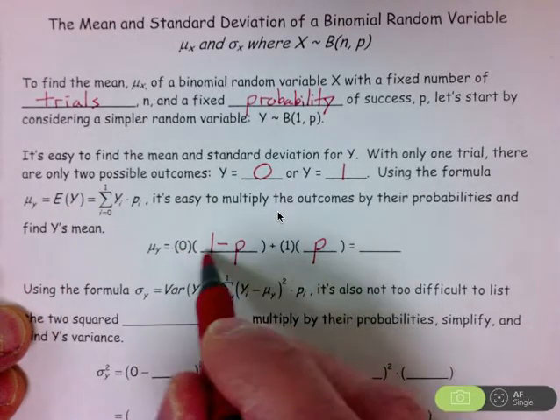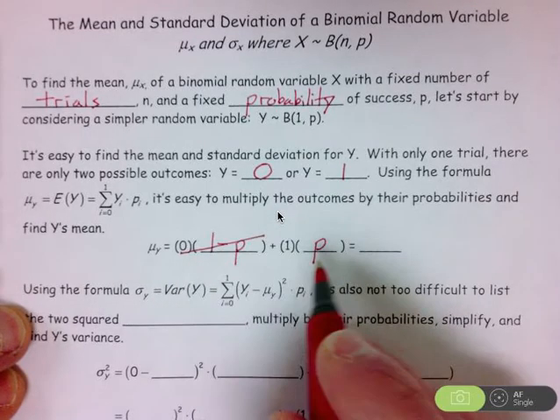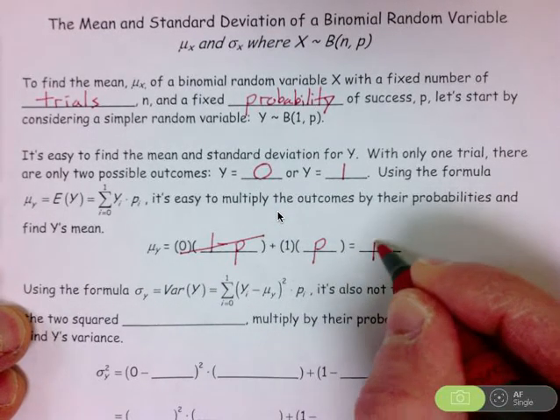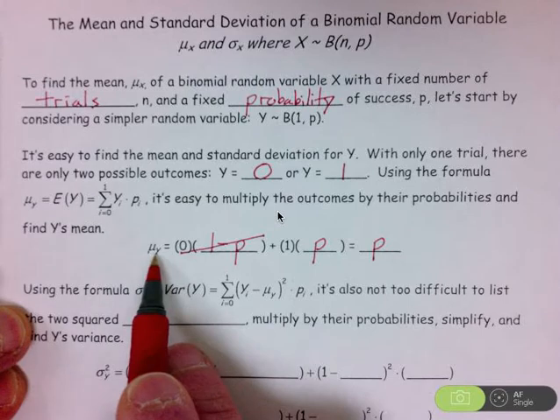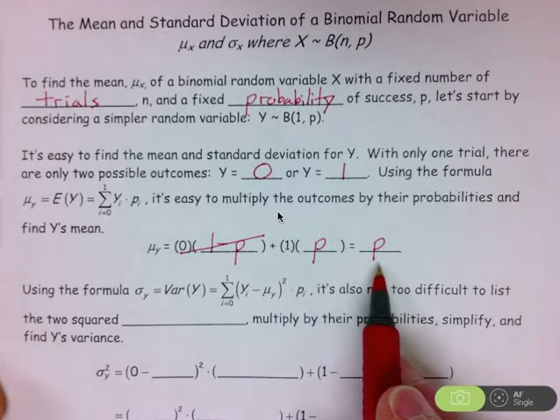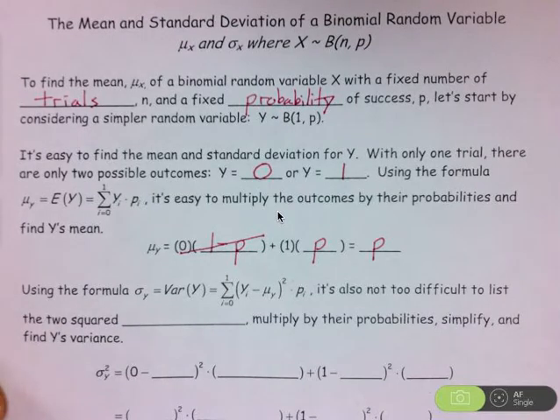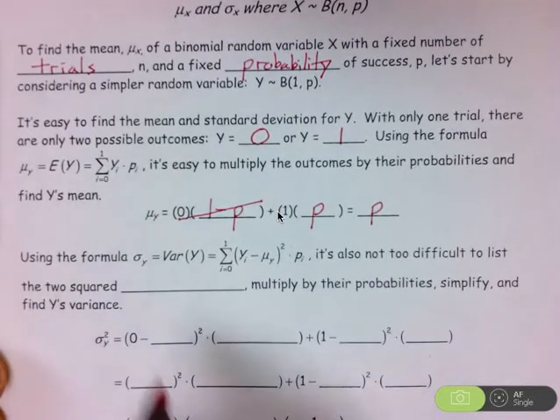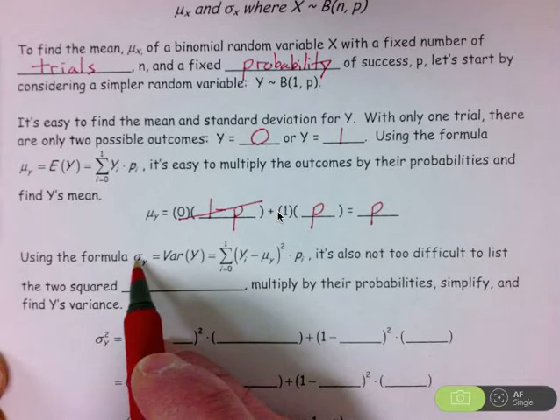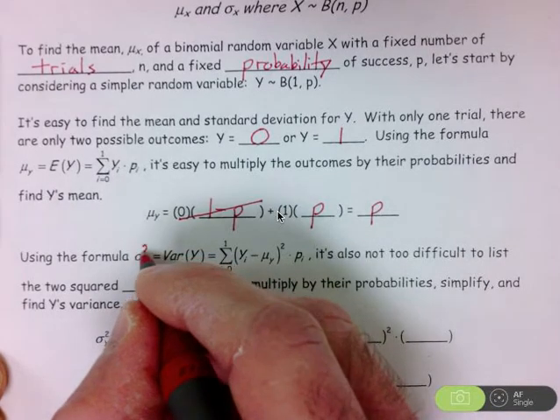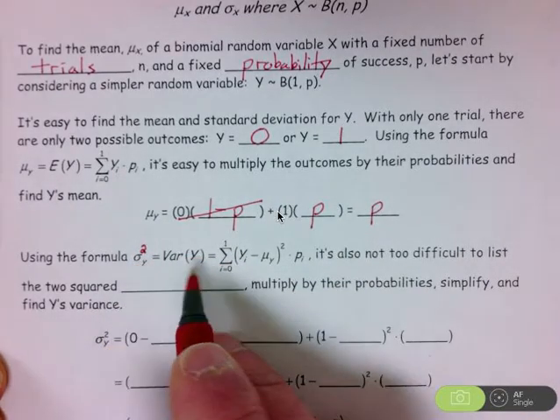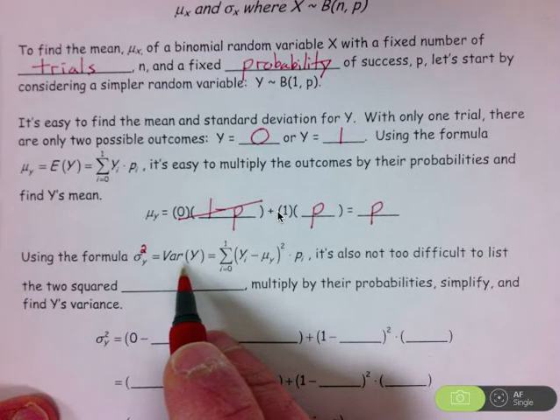So 0 times anything makes 0. Here 1 times p makes p. That is the expected value for the random variable y. To find the standard deviation, and notice there is an error here on this handout, this should be sigma squared. That represents the variance. We want to start by calculating the variance.